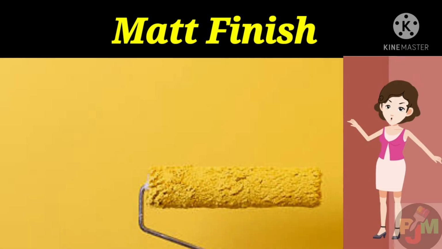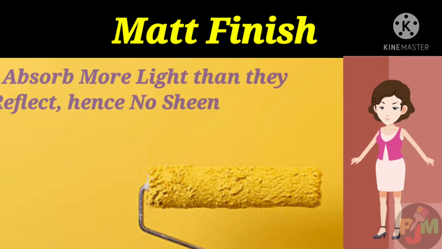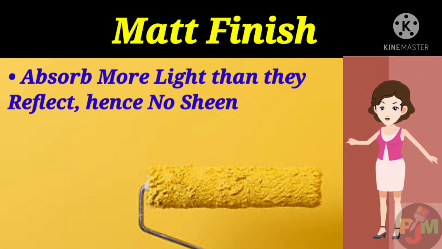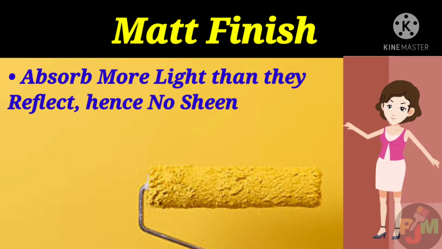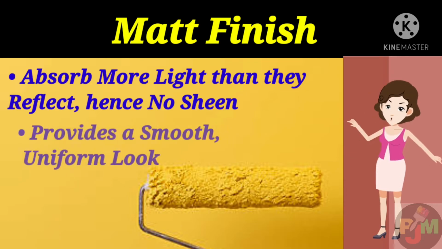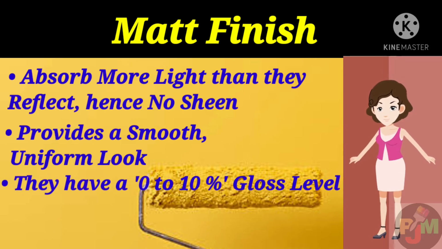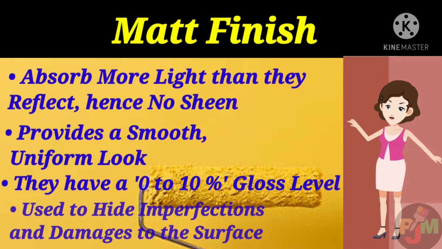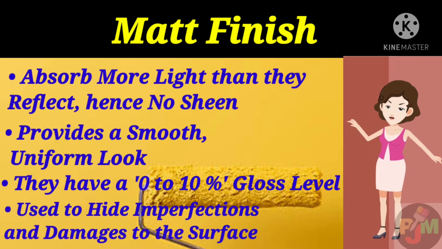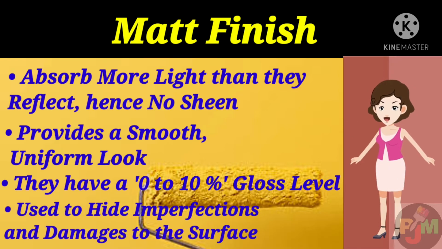Matte finish. Flat or matte paints absorb more light than they reflect, so they have no sheen. Provides a smooth uniform look. They have 0 to 10% gloss level. The matte finish can be used to hide the imperfections and damages to the surface.